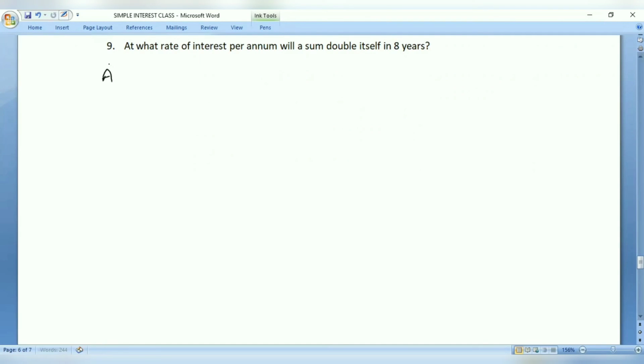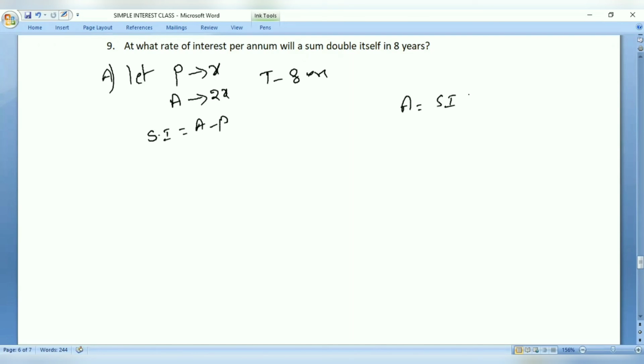First, do we know what is the principal? No. So let it be X. How much does it amount to? It has to be doubled. Okay. Now, what is the time period they have given? That is 8 years. Now we know that simple interest is equal to amount minus principal. From where did this concept come? Amount is equal to simple interest plus principal. By using this particular formula, simple interest is equal to amount minus principal.